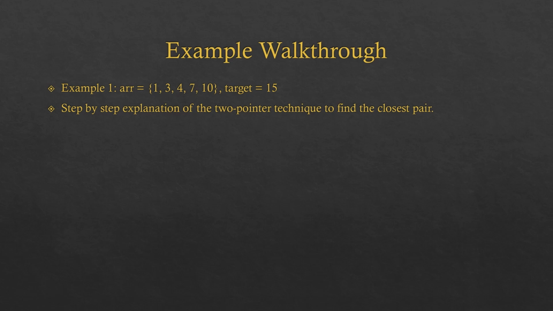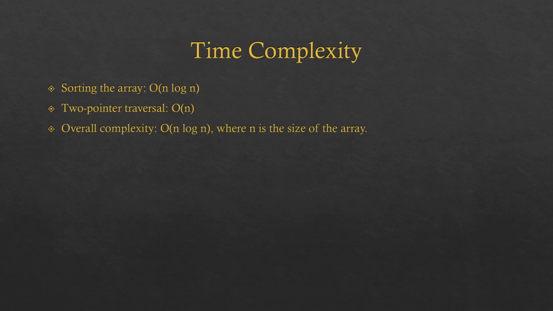Now let's discuss the time complexity. Sorting the array takes n log n time and the two-pointer traversal takes n time. Therefore, the overall complexity is n log n, where n is the size of the array.